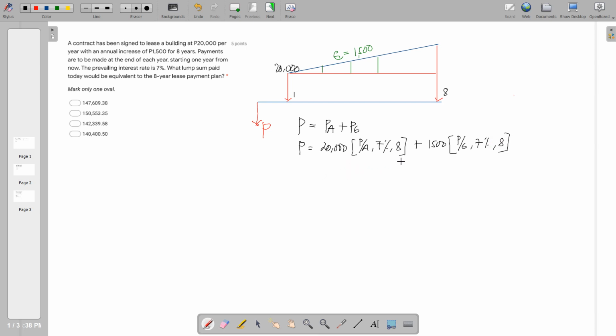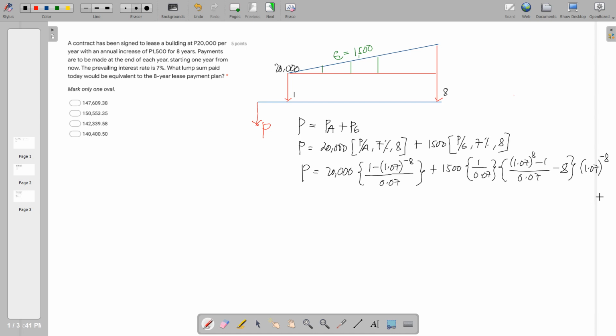So we further expand it by the corresponding formula. P is equal to 20,000 times the numerator 1 minus 1.07 raised to negative 8 all over 0.07, plus 1,500 times the formula of this, which is 1 over i times the numerator 1 plus i raised to n minus 1 all over 0.07 minus n, where n is 8. So we close that one. Actually, this expression is for the future. So we bring that to the present, we just multiply it by 1.07 raised to negative 8.